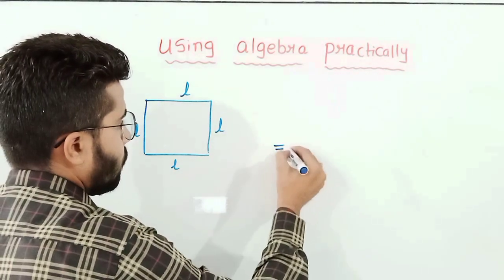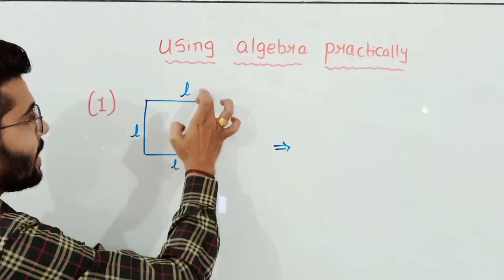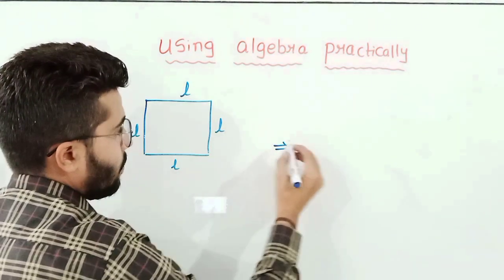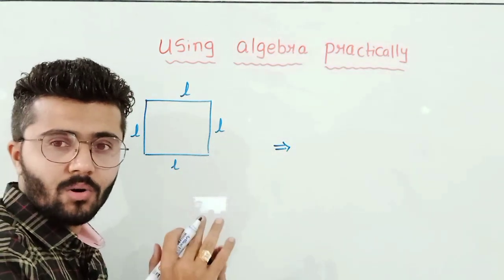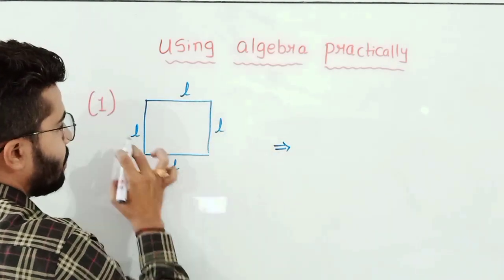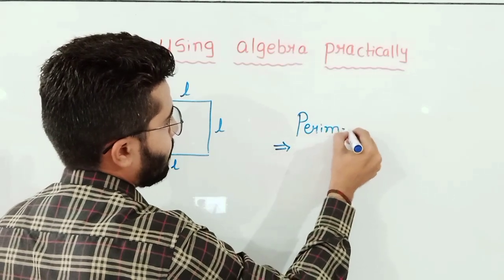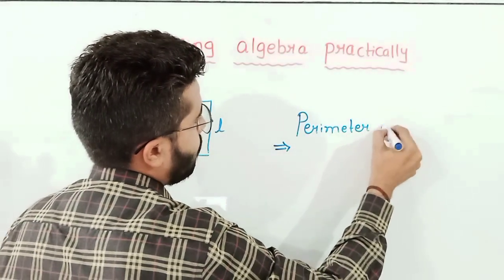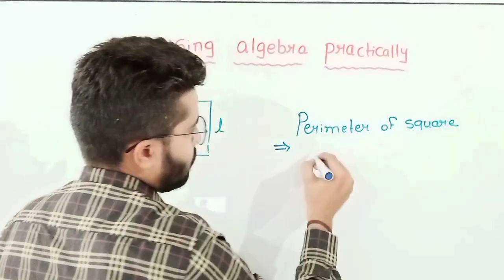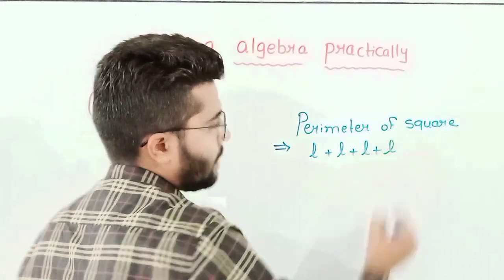Now we saw how to make algebraic expression. So how many L are there? 1, 2, 3, 4. First of all, perimeter means what? Addition of all the sides. So what we'll do? L plus L plus L plus L. So we'll write perimeter of square is what? L plus L plus L plus L.